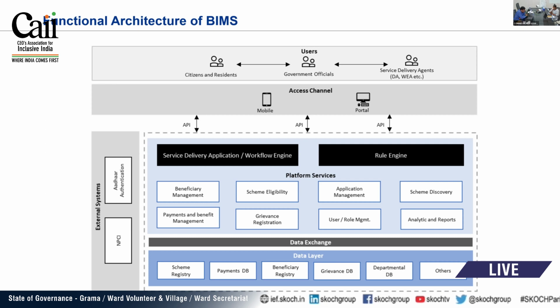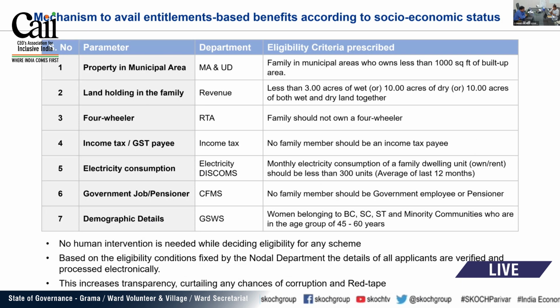So as you can see, the data exchange happens from the payments database of the banks, beneficiary registry, which is with us, the grievance database, which is with the AP Seva portal, and the different departmental databases. And if there are any other unique IDs generated in the state, that also interacts with our data layer here. And so these are the different things we are checking while generating a scheme.